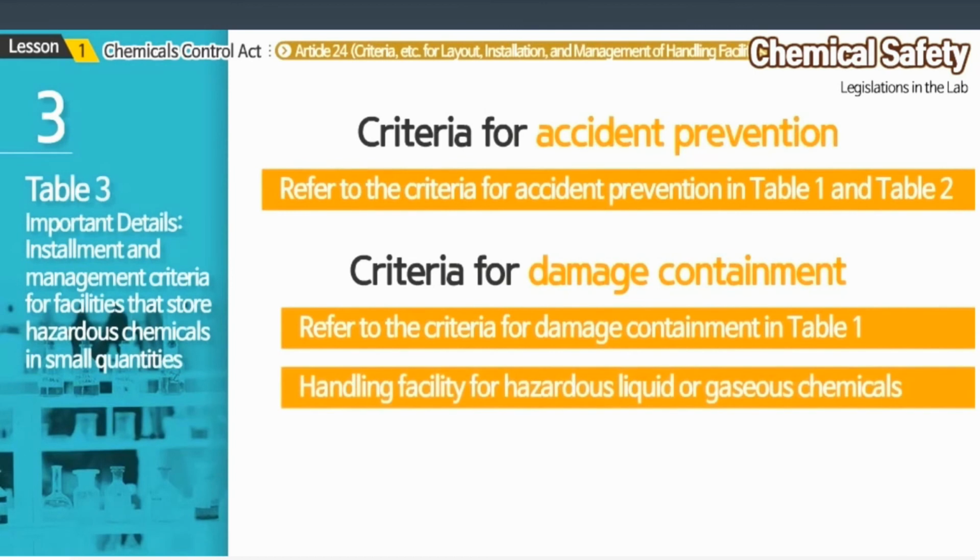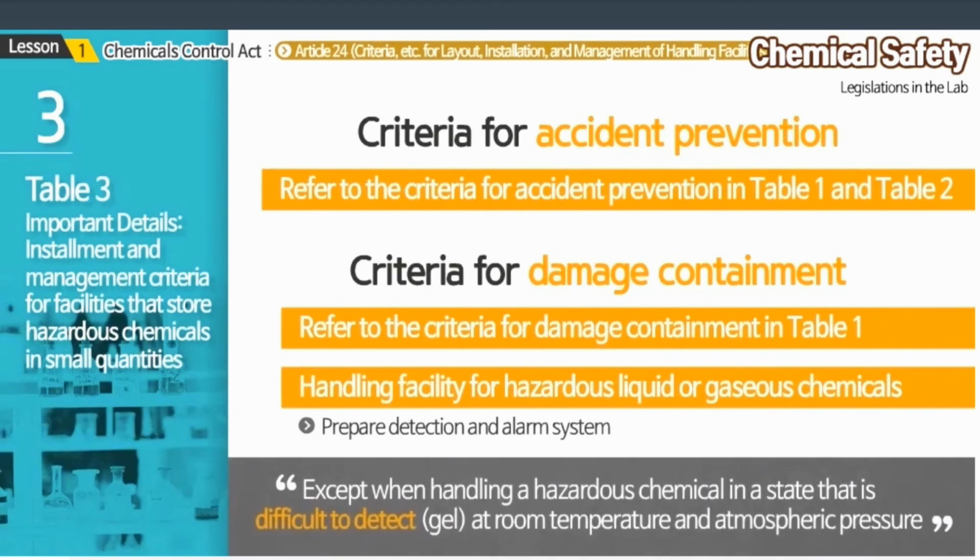Other than that, facilities that handle hazardous liquid chemicals or gaseous chemicals must have a detection and alarm warning system. However, exceptions may be made when handling a hazardous chemical in a state that is difficult to detect, gels, etc., at room temperature and atmospheric pressure.